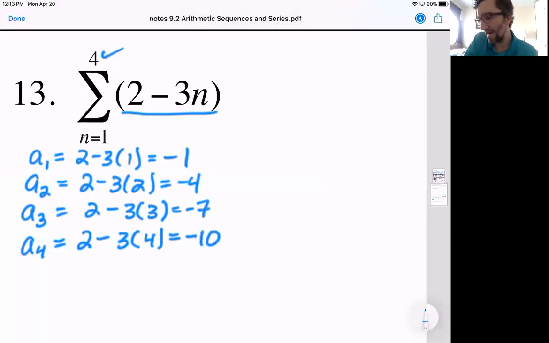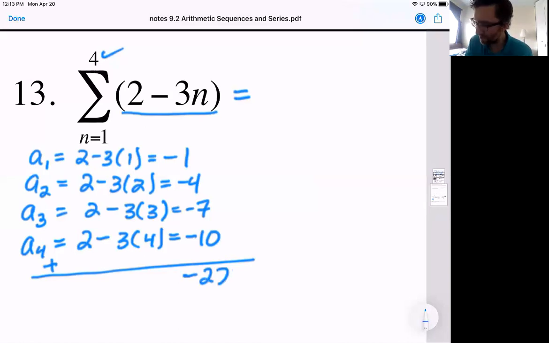So what we're asked to do is find the sum of those terms. Now, if we're going to write them all out like that, we could just add. So negative 22, is that right? Yeah, that looks right. So the sum, this sigma notation, would equal negative 22.